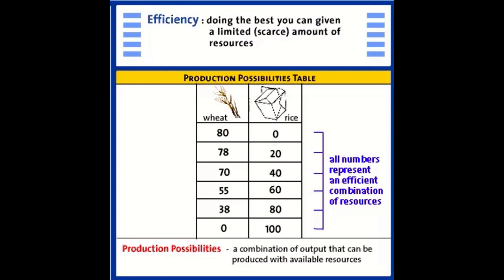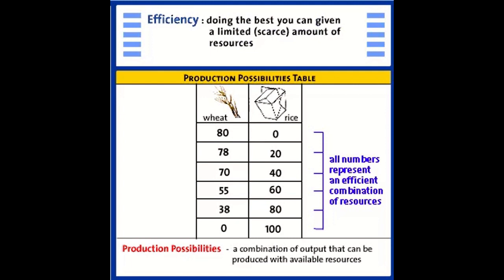If we increase rice production to 60 bushels a year, wheat production falls to 55 bushels. And if we increase rice production to 80 bushels a year, then wheat production falls to 38. Finally, if we put all of the resources in our economy into the production of rice, we get 100 bushels of rice per year. And of course, no wheat, because all of the resources are devoted to rice production.